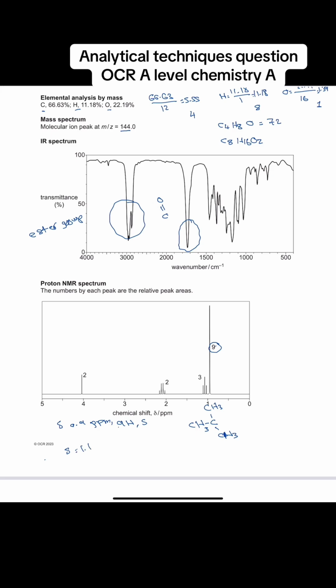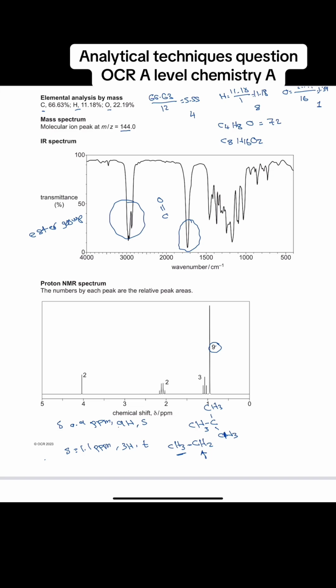The second one we have is at 1.1 or 1.2 parts per million. And this is 3 protons, which are a triplet. 3 protons and they are a triplet, which means this is a CH3, because it's 1.1 ppm, next to a carbon, and this carbon has 2 hydrogens. So there are 2 adjacent hydrogens, and there are 3 protons. These are the ones that give us the signal.